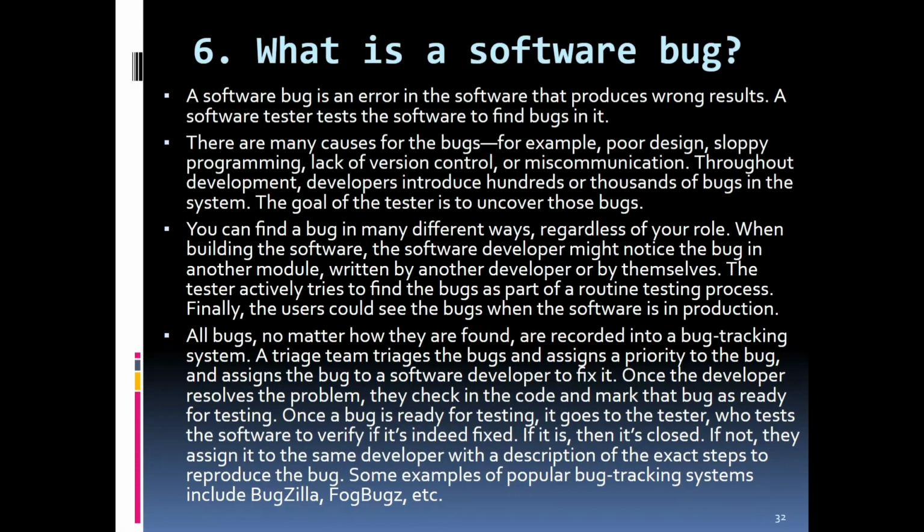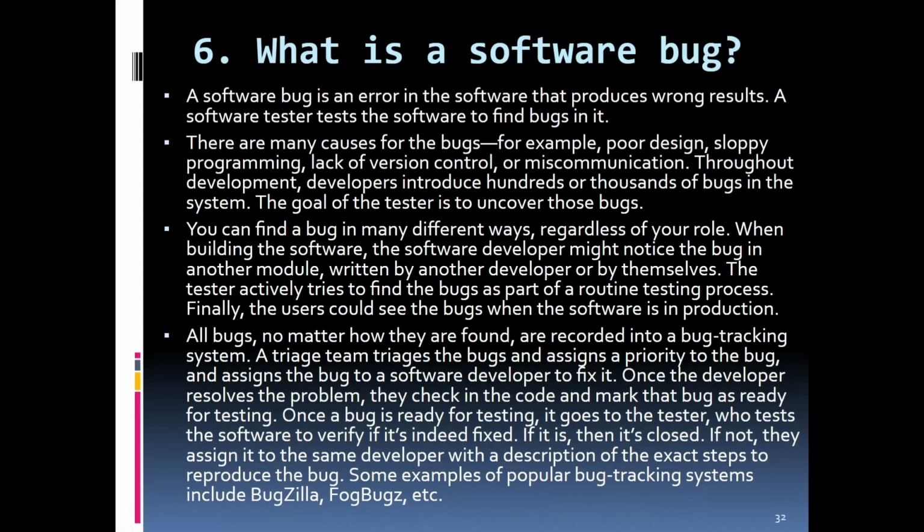A software bug is an error in the software that produces a wrong result. For example, we are testing something and we found an error, such as the user is not able to click on the sign up button, or when you click on the sign up button you get an error, or you are directed to some other page. That's the bug. There are many causes for a bug.